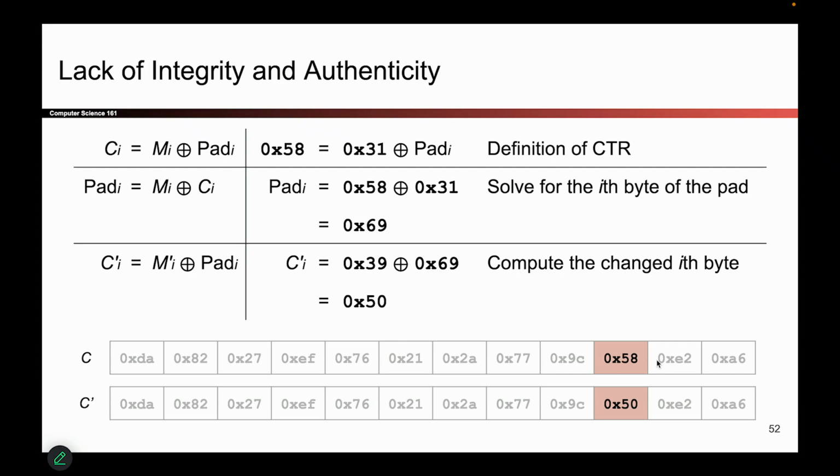Now I know that instead of this byte saying 58, if I change it to 50, that's going to cause Bob to decrypt the message to the wrong value. So by leveraging a little bit of algebra and my knowledge of the original plaintext, I was able to figure out how to tamper with this byte right here to cause Bob to decrypt something different.